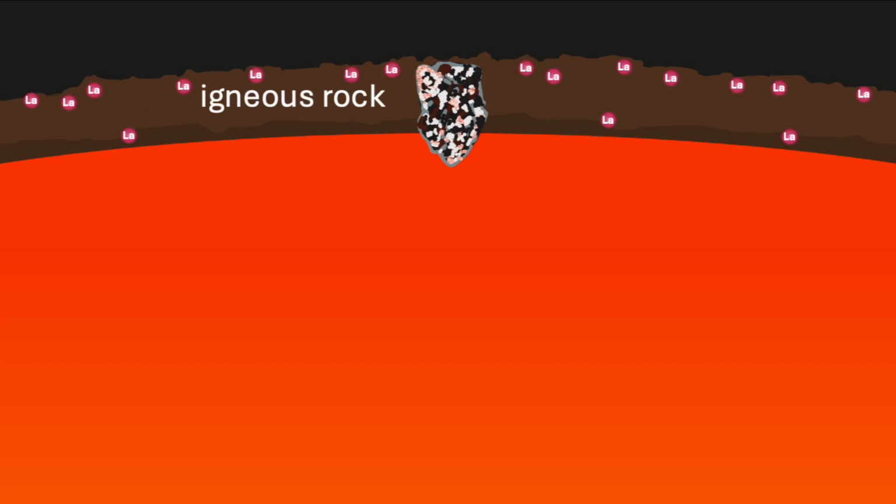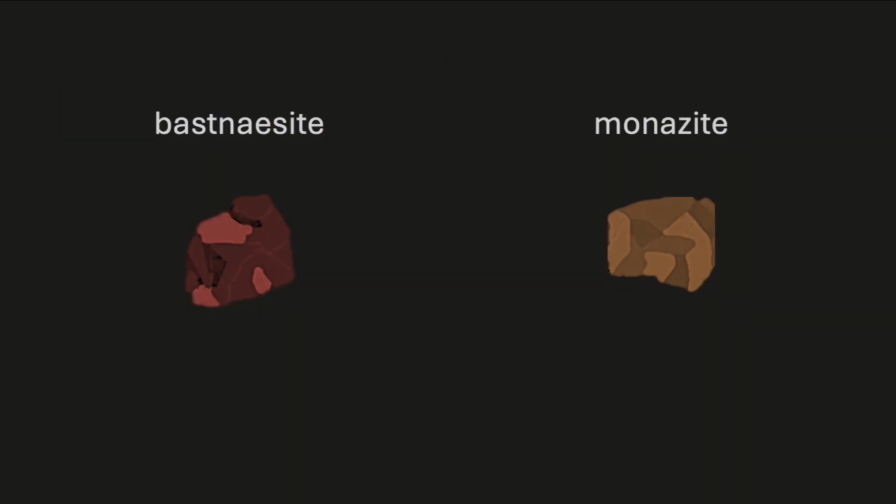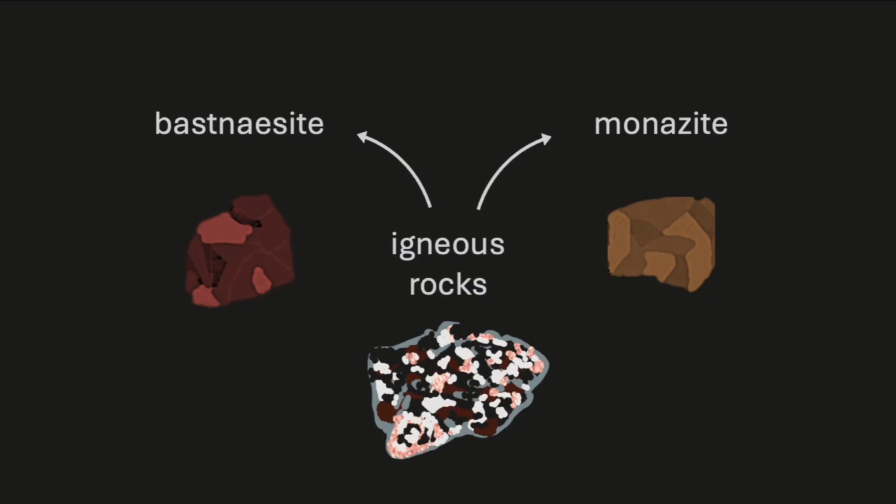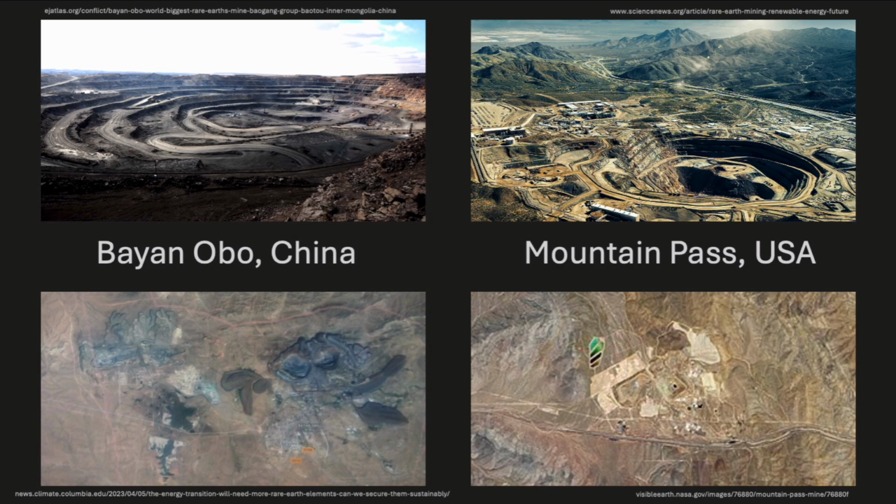However, even though there's more lanthanum accessible to humans at the surface than deep inside the Earth, it is scattered in bits of minerals. Two minerals that often contain lanthanum are bastnäsite and monazite. Bastnäsite is mainly found in carbonatite, a type of igneous rock, while monazite is sprinkled into many different igneous rocks. The largest known bastnäsite deposits are located in China, at Bayan Obo, and in the US at Mountain Pass, though rare earth mining is primarily in China.